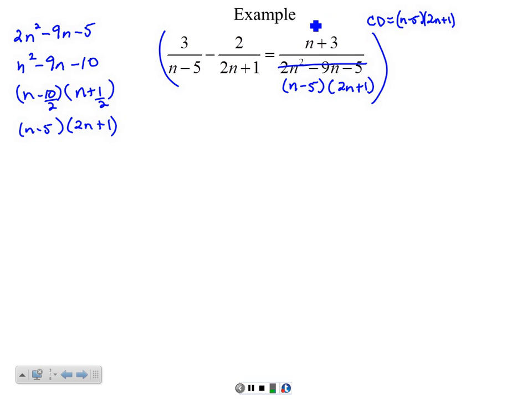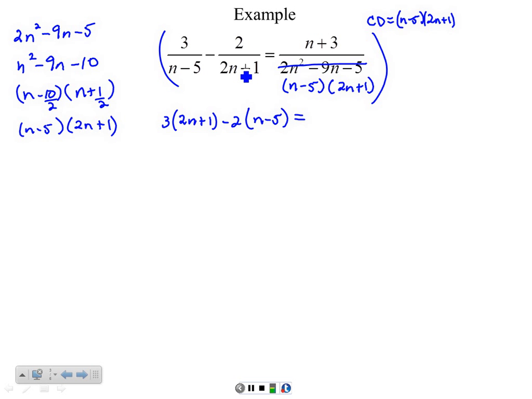And when I multiply this first fraction times the common denominator, the n minus 5s will cancel each other out, and so I'm left with 3 times 2n plus 1. And if I multiply this second fraction times the common denominator, the 2n plus 1s will cancel out, leaving me with negative 2 times n minus 5.